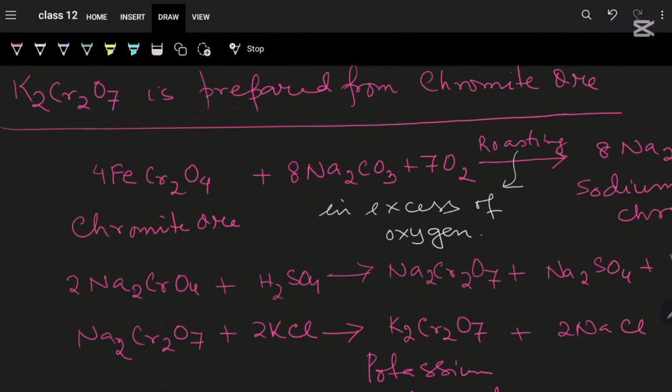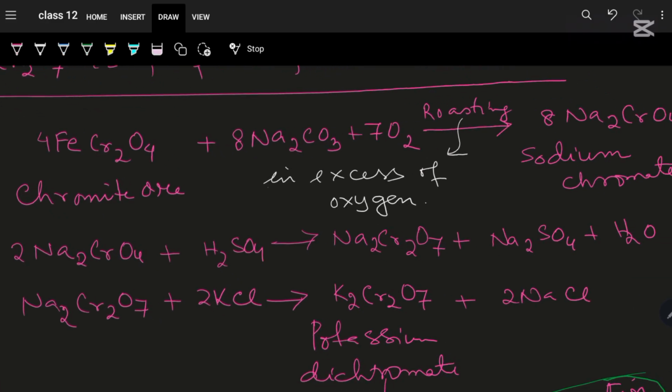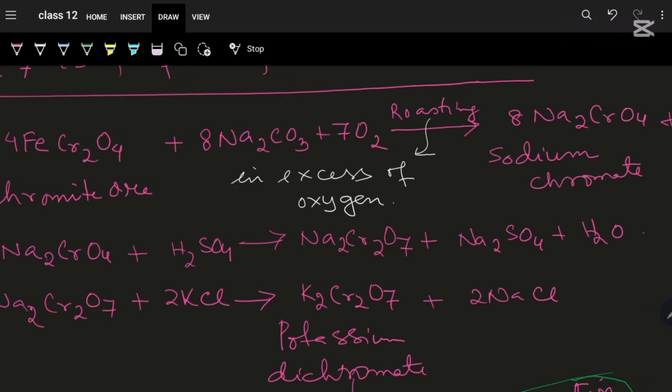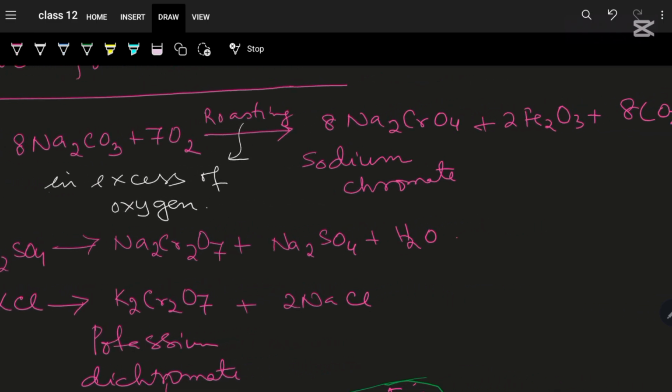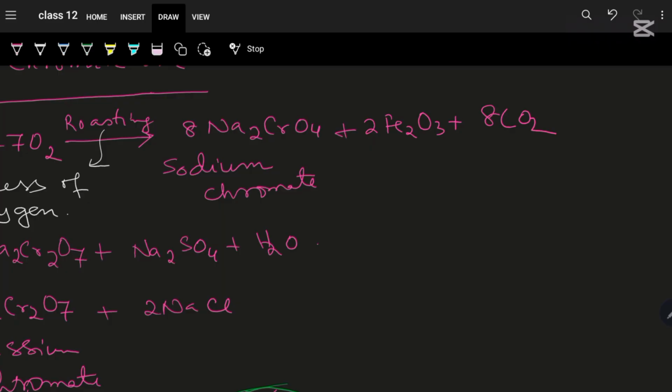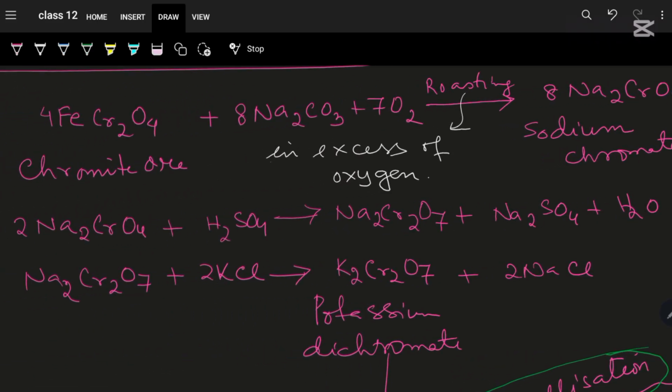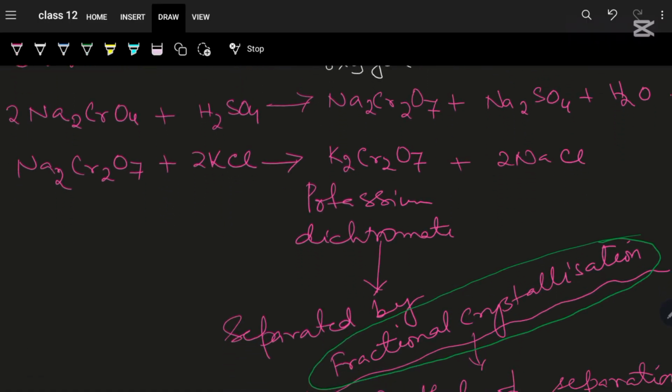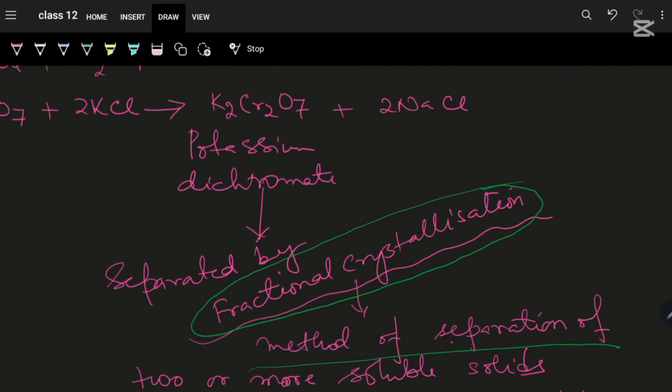Now K2Cr2O7 can be prepared from chromite ore, which is FeCr2O4. This is chromite ore. FeCr2O4 is roasted with Na2CO3 in excess of oxygen. When you heat it, you get Na2CrO4, which is sodium chromate. This sodium chromate is converted to its dichromate in presence of acid H2SO4, and there is exchange of the cation with KCl to form K2Cr2O7, which is potassium dichromate.